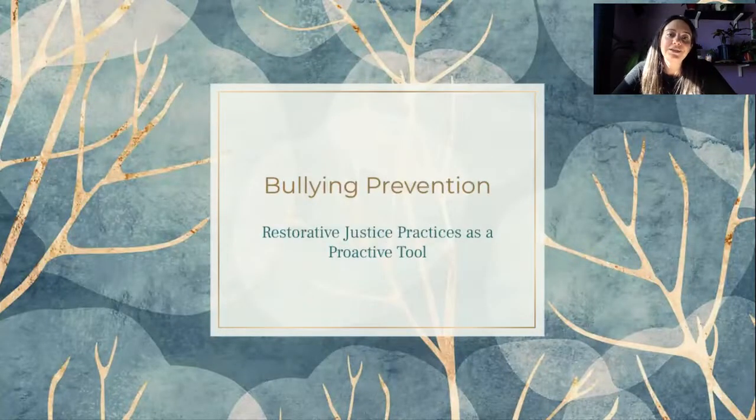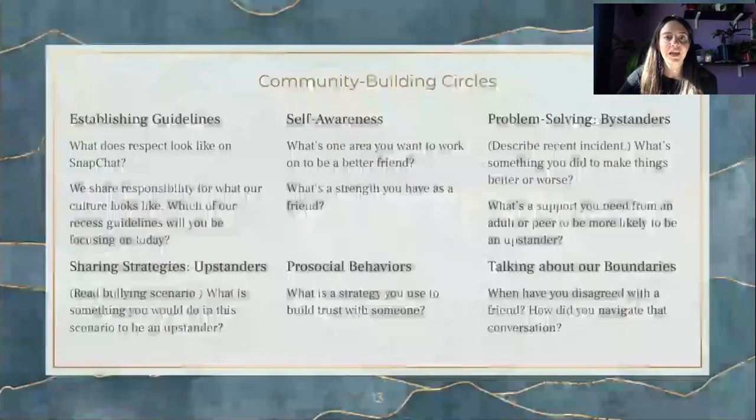Restorative justice practices can also be used proactively to create a culture where bullying behaviors are just unacceptable. If your school or district uses a bullying prevention program, restorative justice practices such as circles can be used to supplement and practice this social-emotional learning. Here are some ideas of how you could use circles to create a culture of belonging.